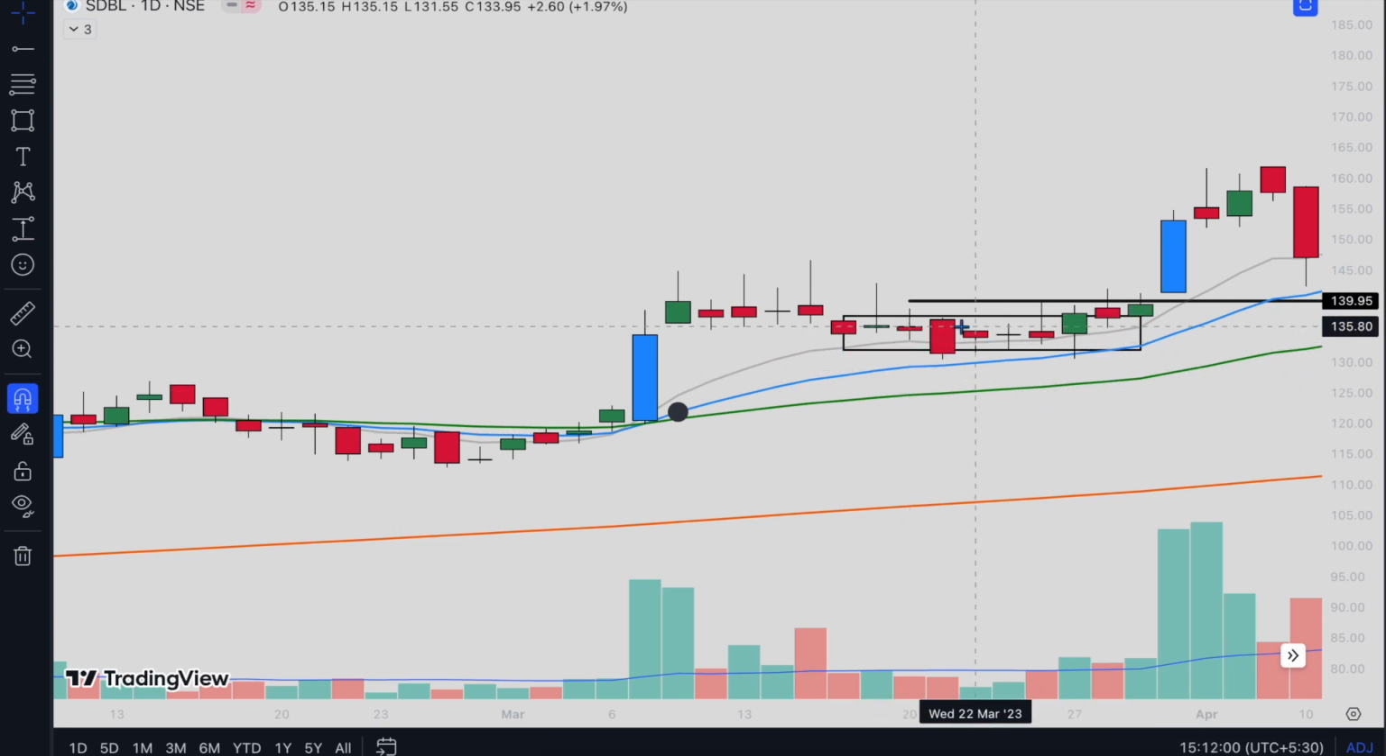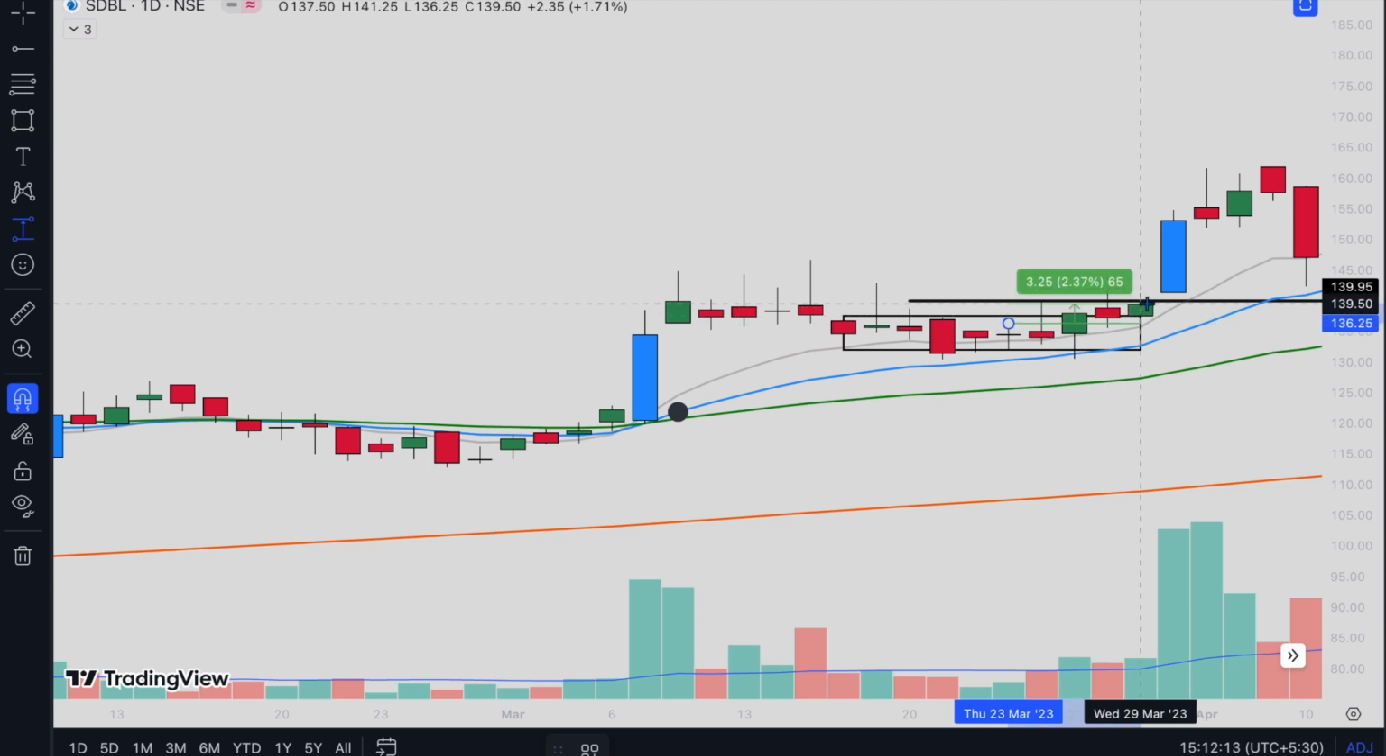Now that is much before the break of this week. So now what happened is, let's say my average price was somewhere around 136 rupees, or I'll take this level. What happened is by the time the stock was here, I was already up 2.37%, right? This is important for everyone to understand.